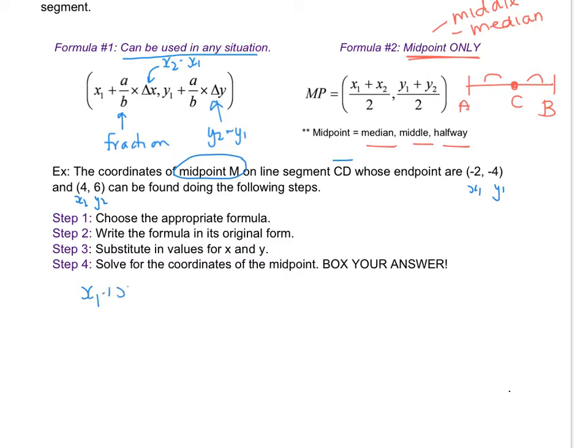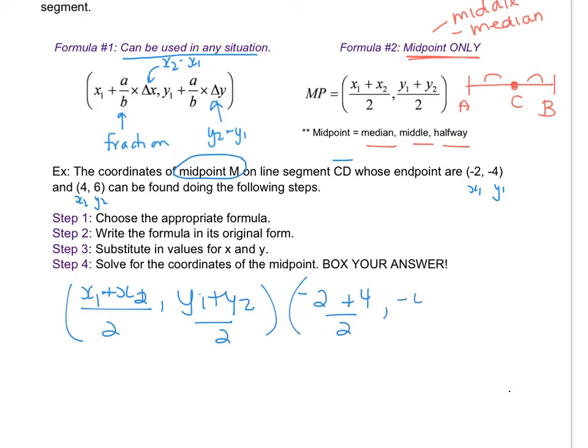So x1 plus x2 divided by 2, y1 plus y2 divided by 2. You're looking for an x and a y coordinate, that's why there's x's and y's there. Now you're going to substitute in the values. So the x's, -2 plus 4 divided by 2, and -4 plus 6 divided by 2. -2 plus 4 divided by 2 gives me 1, and -4 plus 6 divided by 2 gives me 1. So this is the midpoint. The midpoint between those 2 points is 1 and 1.